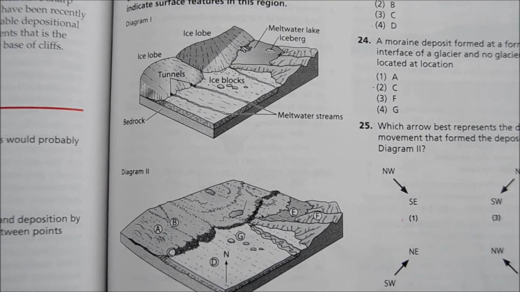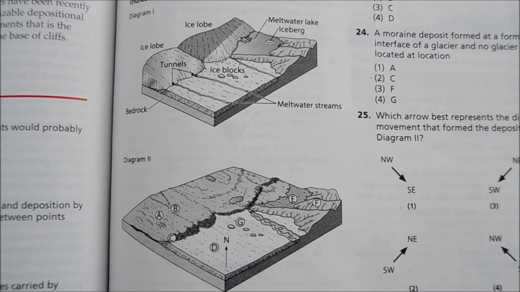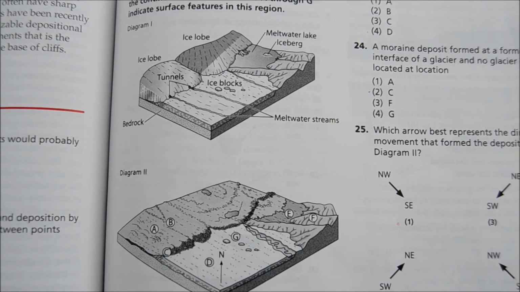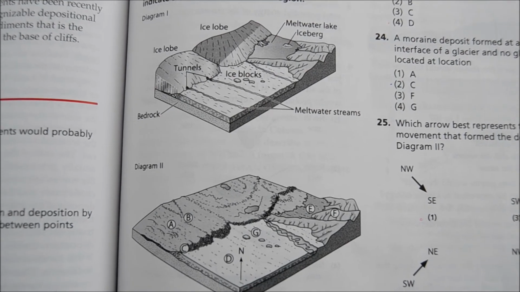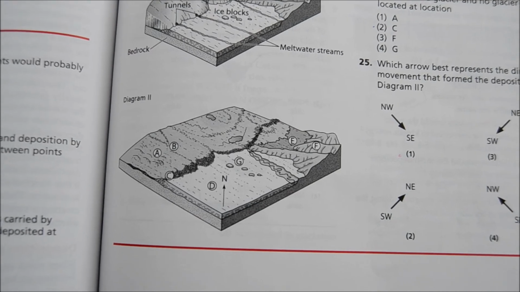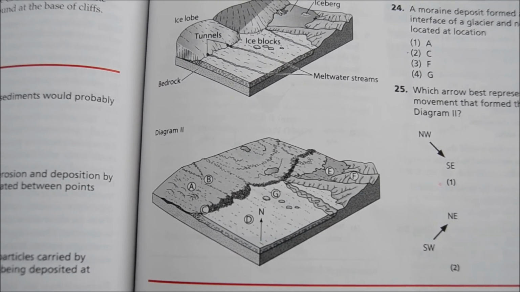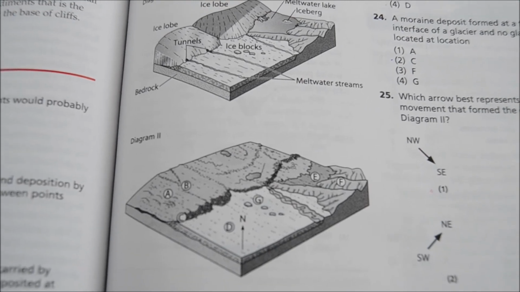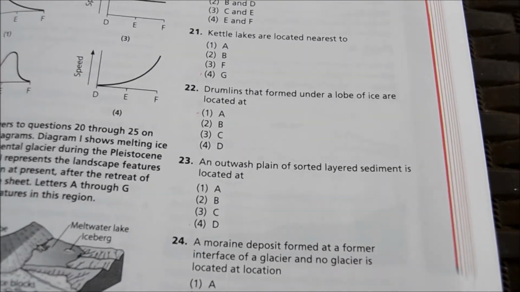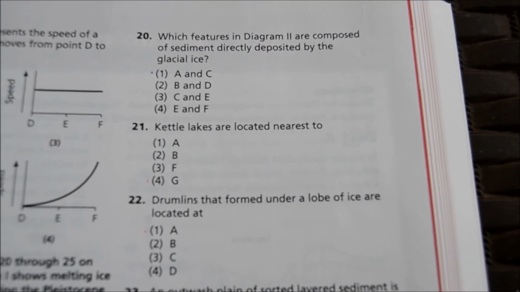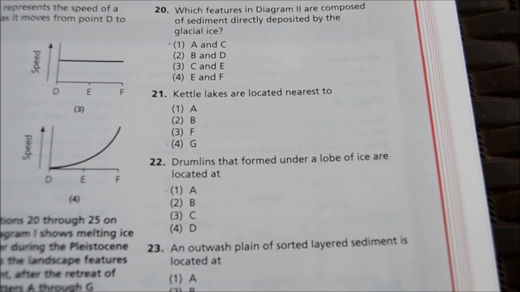Base your answers to questions 20 through 25 on the following diagrams. Diagram 1 shows melting ice lobes of a continental glacier during the Pleistocene epoch. Diagram 2 represents the landscape features of the same region at present, after the retreat of the continental ice sheet. Letters A through G indicate surface features in this region. Number 20. Which features in diagram 2 are composed of sediments directly deposited by glacial ice?